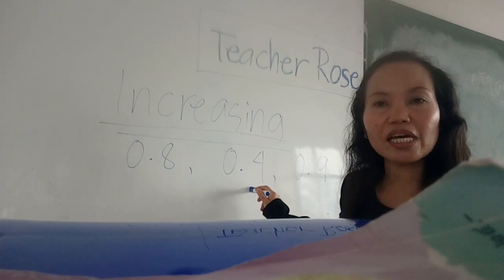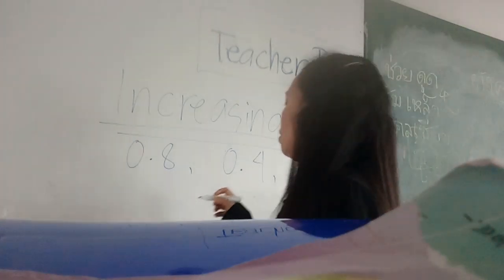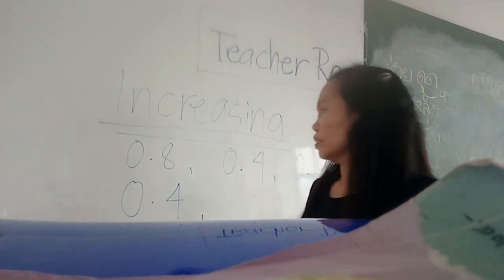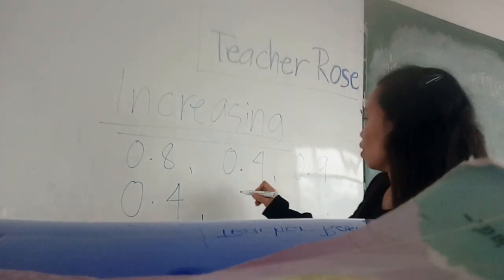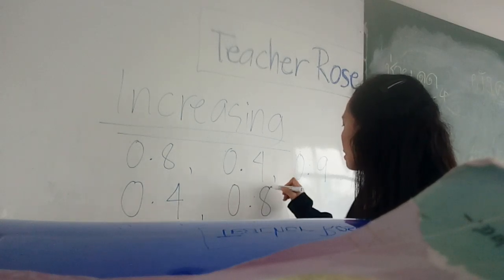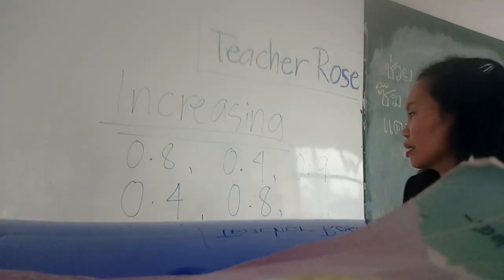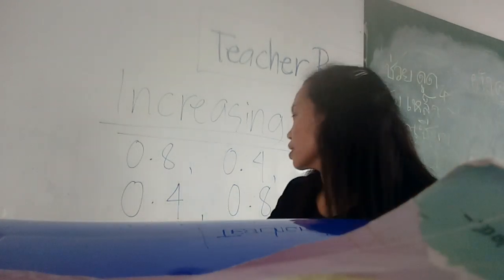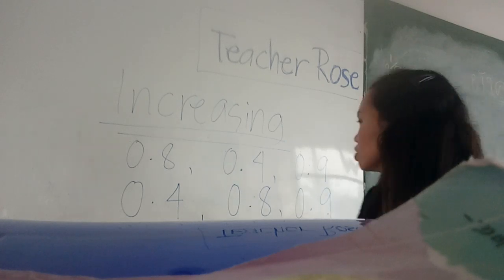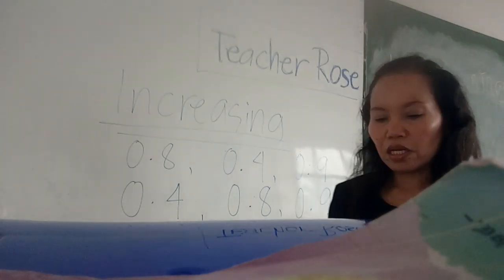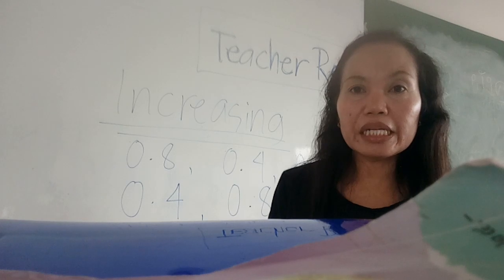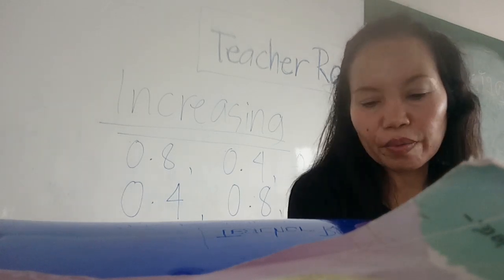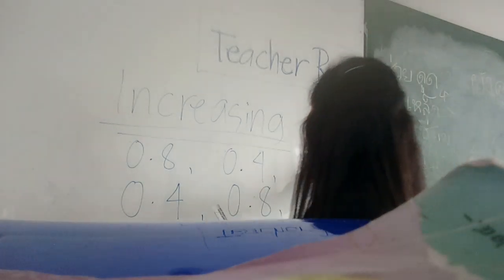Okay, so the smallest is 0.4. Next, 0.8. And the last one is 0.9. Okay, this is how we're going to arrange the decimal numbers according to increasing order. Increasing, remember. Let's have another example.